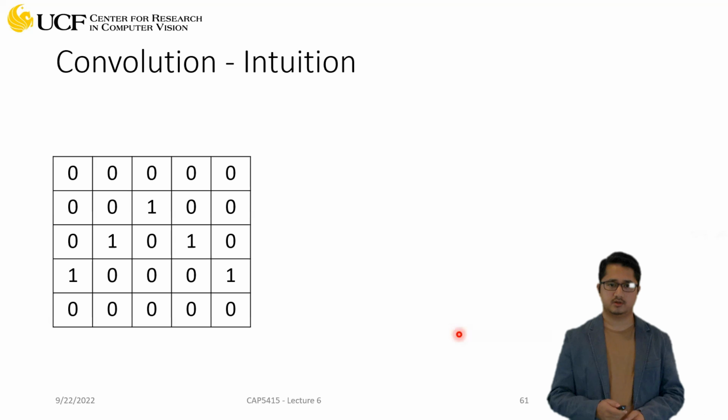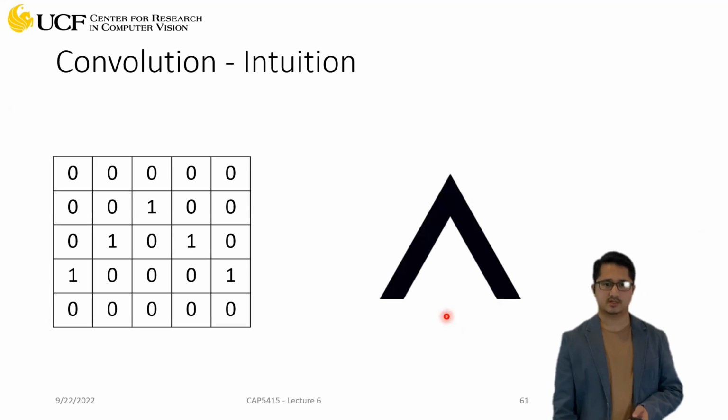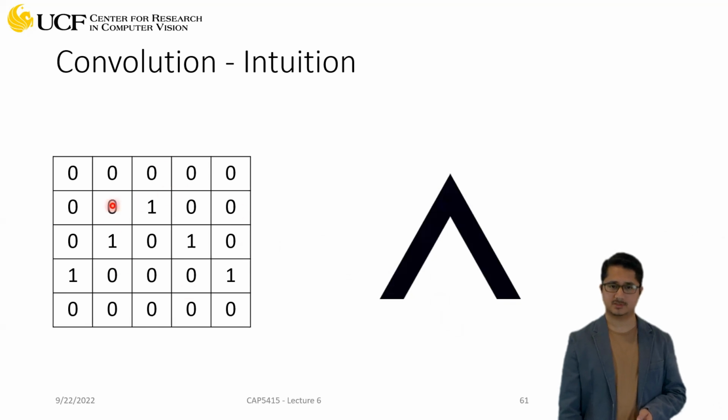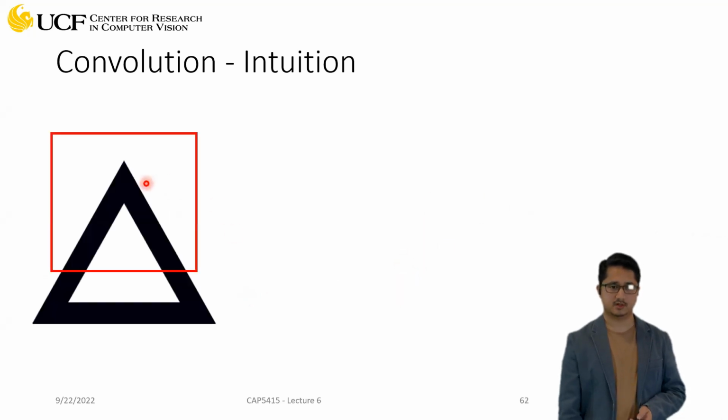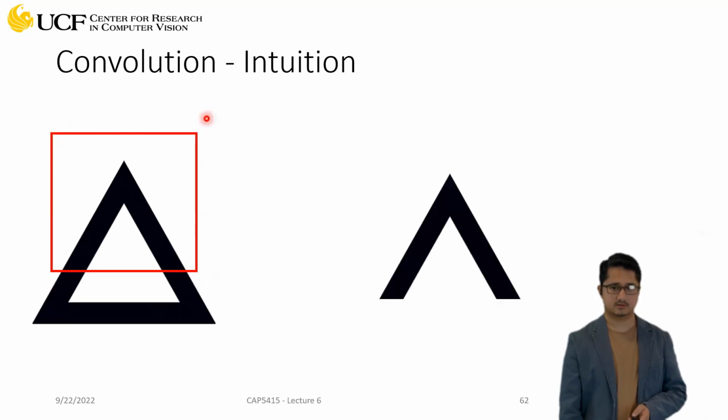Okay, so let's try to look at it with a more intuitive example. For example, if this is your activation map, and you try to visualize this, we have activity in this region, right? And this shape looks something like this. Now, if this is your input image, the triangle shape, and let's say we are interested in this location, it will look something like this. And this is the input image.